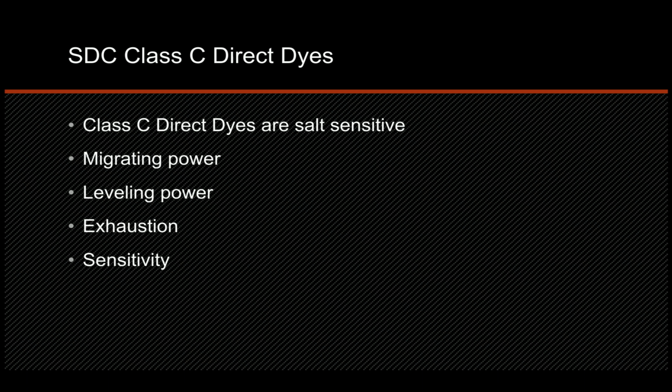Sensitivity. These dyes are very sensitive to salt. As discussed earlier, class C direct dyes are very salt sensitive. So by adding a very small amount of salt at lower temperature, they show more sensitivity. Aggregation of these dyes can occur due to the interruption of exhaustion at lower temperature, so it is difficult for them to penetrate the cellulose pores of the fabric.